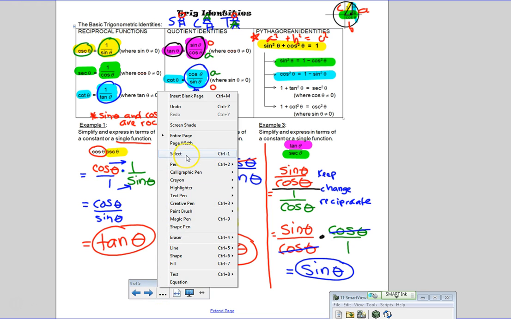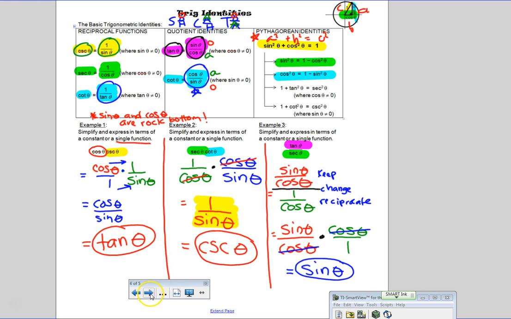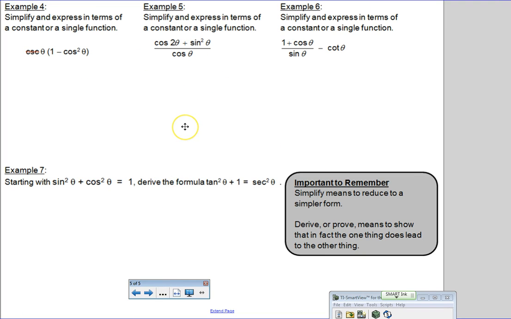All right, so we're going to now do a couple more problems and keep that identity in mind. All right, so problem number 4, simplify and express in terms of a constant or a single function. Now we have two operations going on in example 4. We have the multiply, so we can distribute, and we also have the subtraction inside.